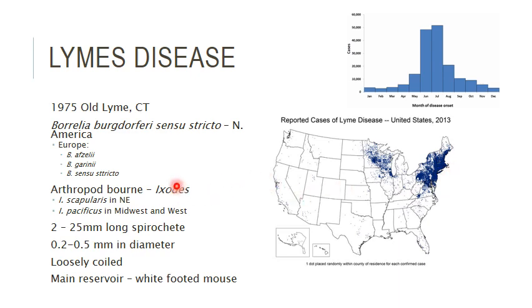The tick that we worry about here in the Northeast is Ixodes scapularis, and in the Midwest and the West, it's called Ixodes pacificus. Hopefully you'll be able to remember that. The organism itself is a 2 to 25 micrometer long spirochete, and it's 0.2 to 0.5 micrometers in diameter, so it's a little bit narrower than pallidum, and it is loosely coiled, so fewer coils than pallidum.